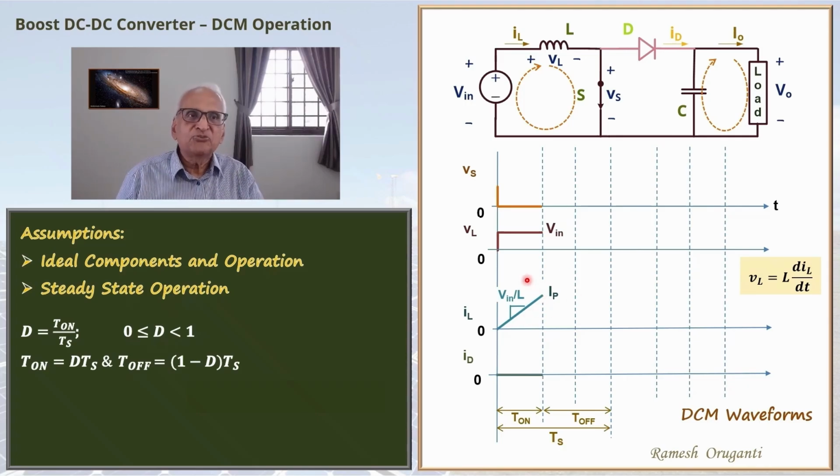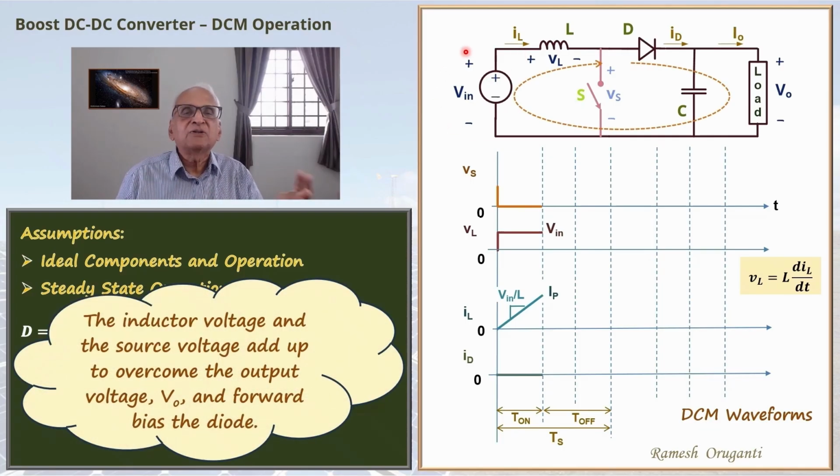Now we switch off the switch. As we switch off the switch, the inductor current is interrupted. The inductor current will start to fall. As it falls, a negative voltage will be induced in the inductor, this side being positive and this side being negative. The induced voltage in the inductor and the source voltage will add together, and that will forward bias the diode to make the inductor current flow to the output side. So when the switch is switched off, the inductor current continues to flow to the output side via the diode.